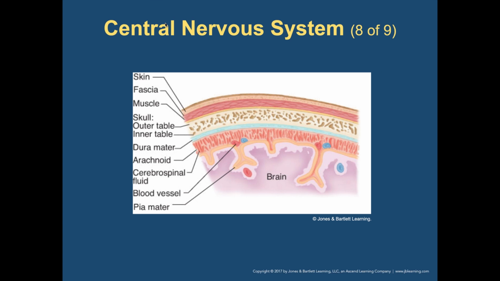So the dura mater, think durable. The dura mater is your outer layer. That's closer to the bone. It's a tougher material. It's designed to help absorb some of that shock. Then we have your arachnoid layer, or your arachnoid matter, and then your pia mater.